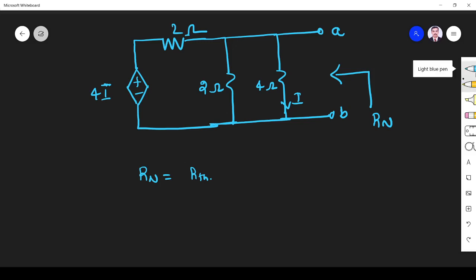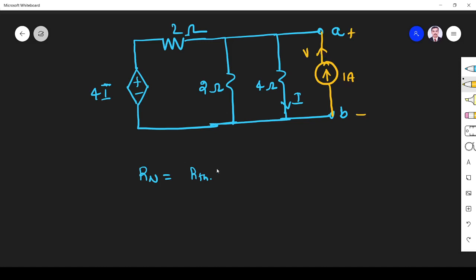Since the circuit has only a dependent source, what we have to do is put one test source. It may be a voltage source or a current source. I put a current source of 1 ampere here, and I find what is the voltage V across this terminal.